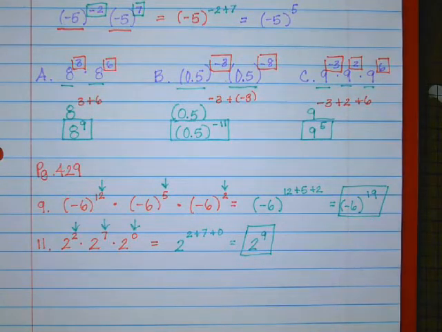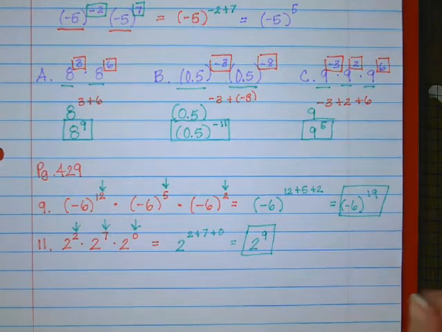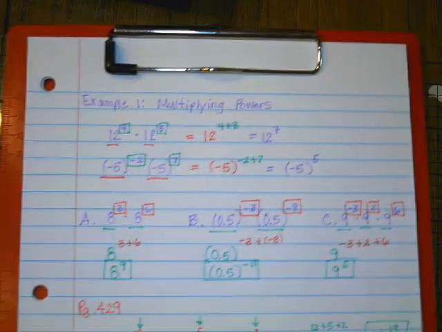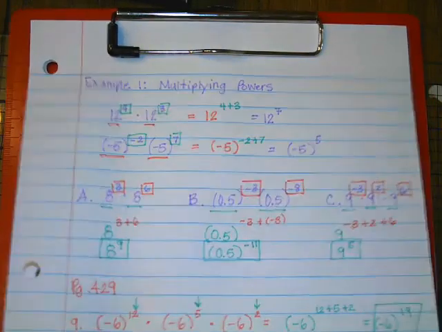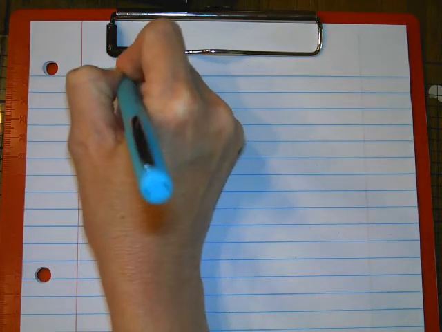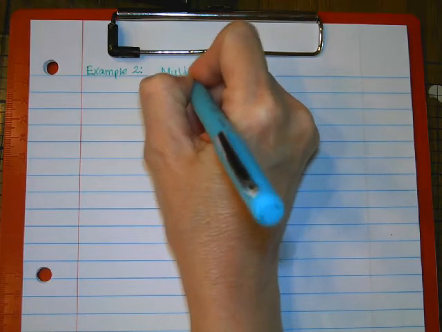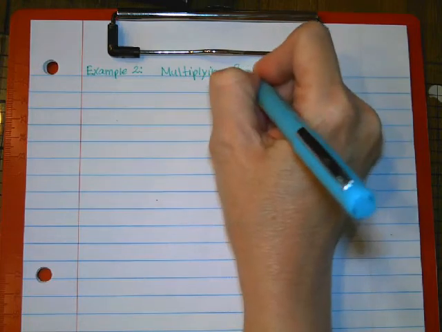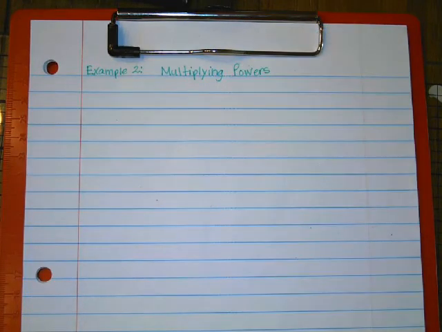All right, so now we're going to move back, and we're going to go back to page 426 for our next example. So bring this back down, switch out our paper. All right, we're going to go to example 2. All right, example 2 is multiplying powers in algebraic expressions.